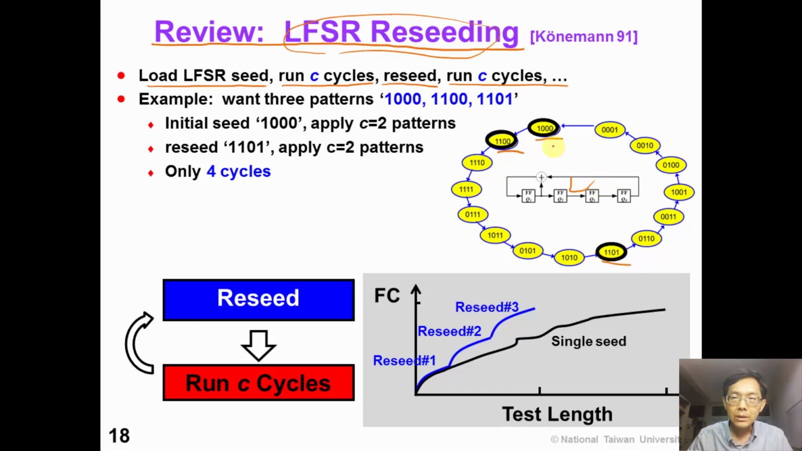1101. Instead of letting the LFSR run freely for 9 cycles, we can try to reseed to save test time. We load an initial seed, apply the test for 2 cycles, and then we reset to 1101, and we apply the test for another 2 cycles. So in total we only need 4 cycles. If we use LFSR reseeding, we can achieve the same fault coverage, but the test length is much shorter.